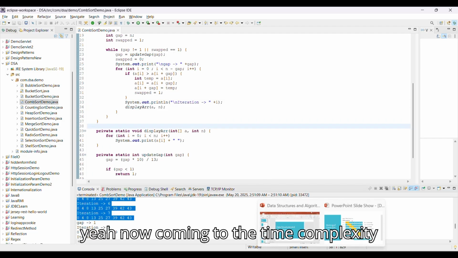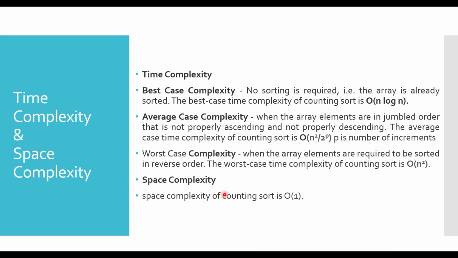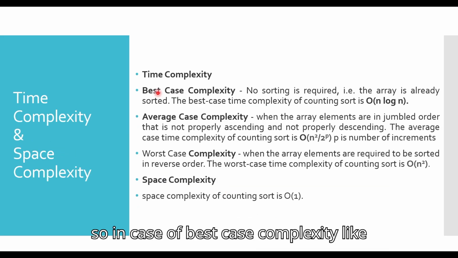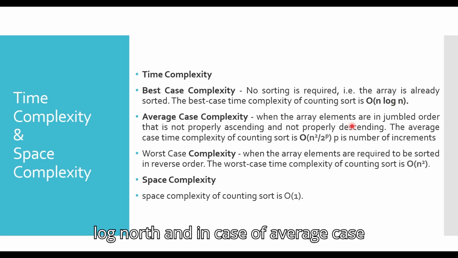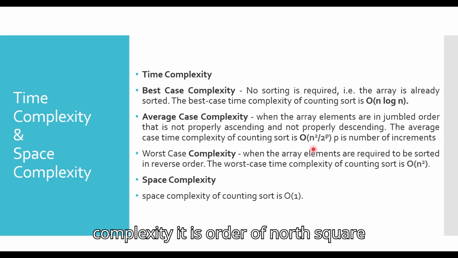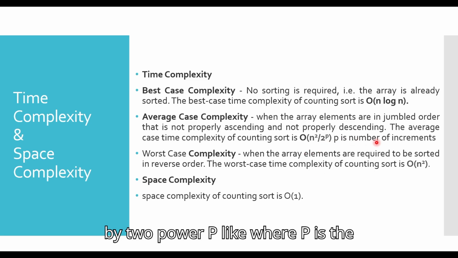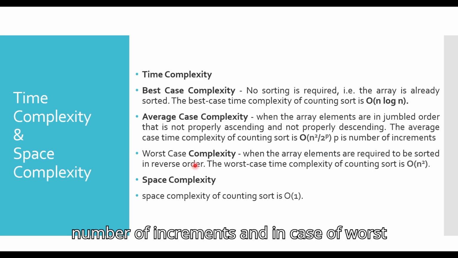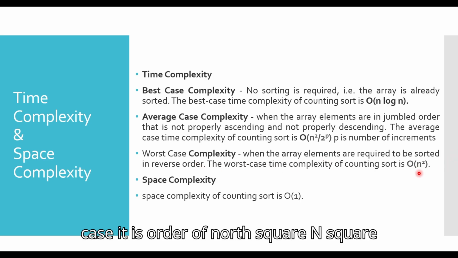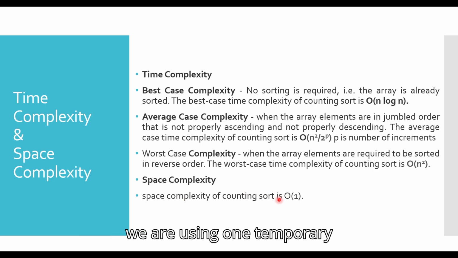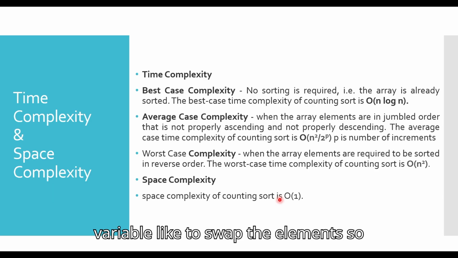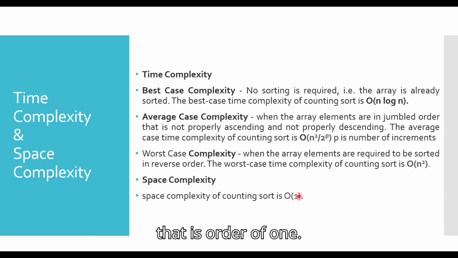Now coming to the time complexity. In the best case, no sorting is required, and the time is order of n log n. In the average case, it is order of n square by 2 power p, where p is the number of increments. In the worst case, it is order of n square. Coming to the space complexity, we are using one temporary variable to swap the elements, so that is order of 1.